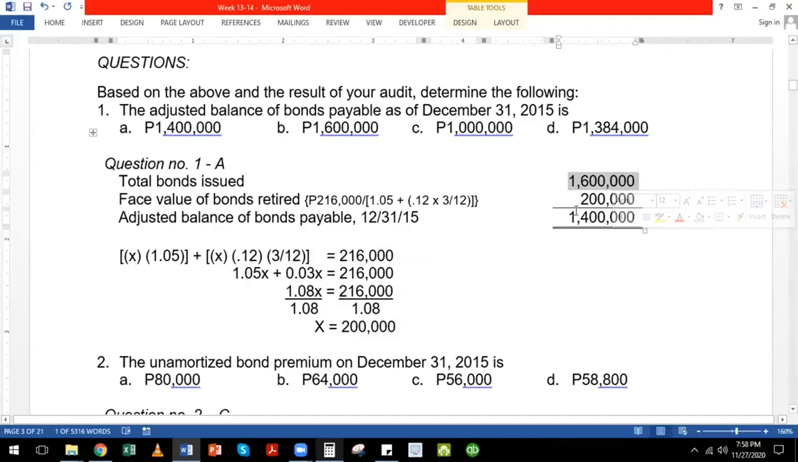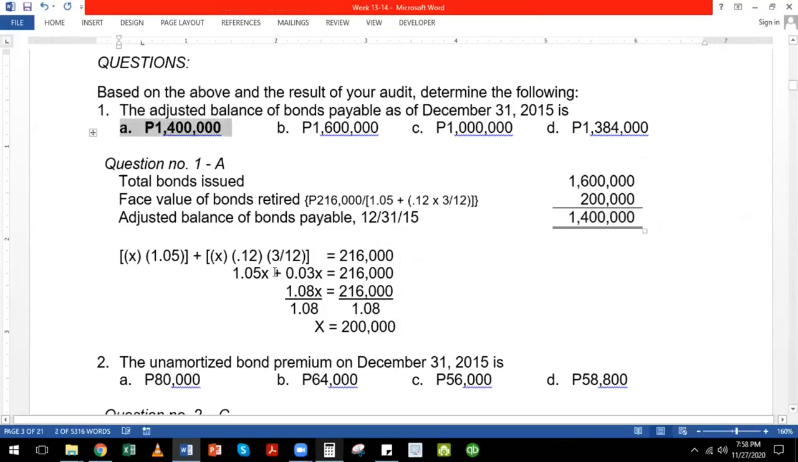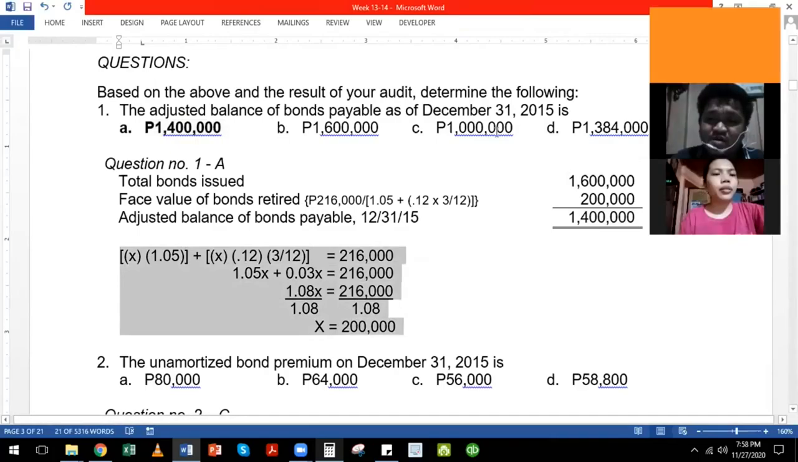So, ang nabilin na lang ng bonds payable as of December 31, 2015 is 1,400,000. So, the answer for this one is letter. Okay, na-gets ba? Kani-an ng formula, baliktad ang kuha, kuha ng face amount.